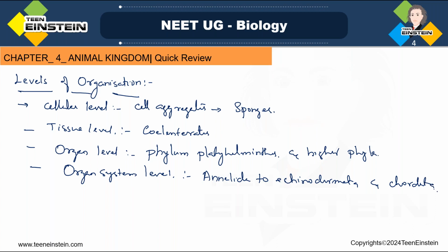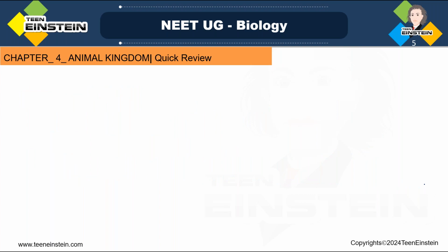Okay. So this is the level of organization: cellular level, tissue level, organ level, and organ system level. Cellular level you can see in sponges. So that also you need to learn. All these are previous year questions. Okay. Next, we need to learn about symmetry, which is another basis of classification, another feature which we are considering for classification. On the basis of symmetry, animals can be asymmetrical, radially symmetrical, or bilaterally symmetrical.